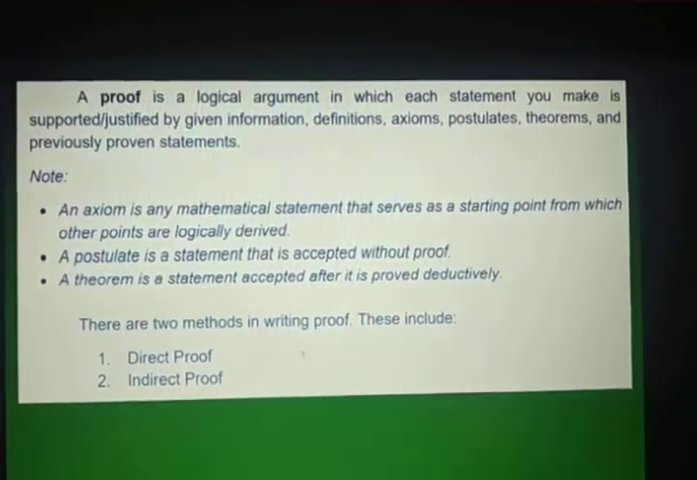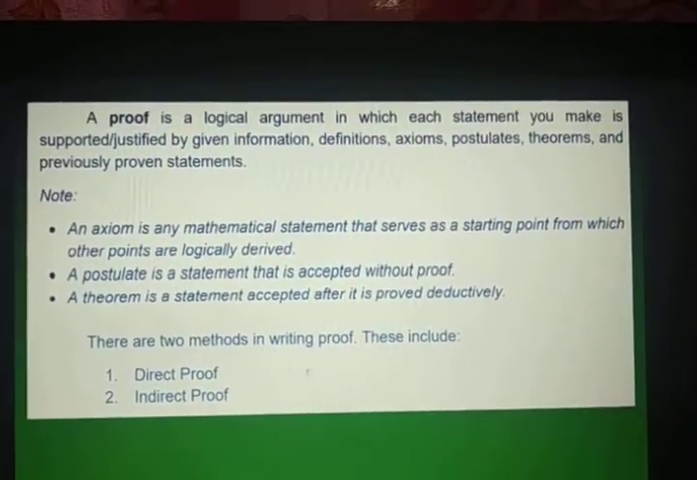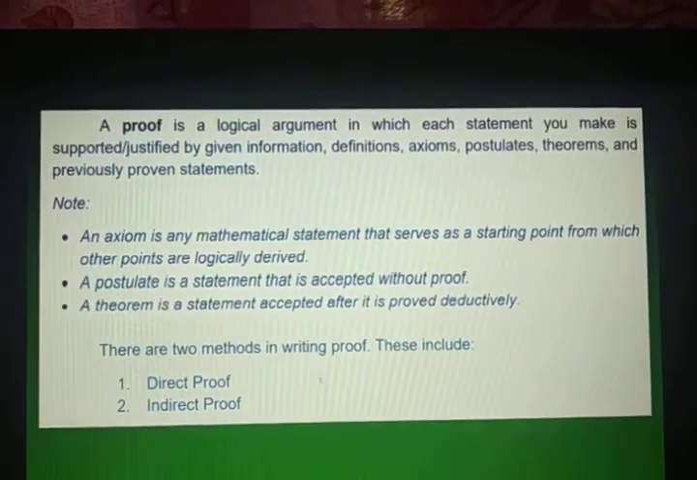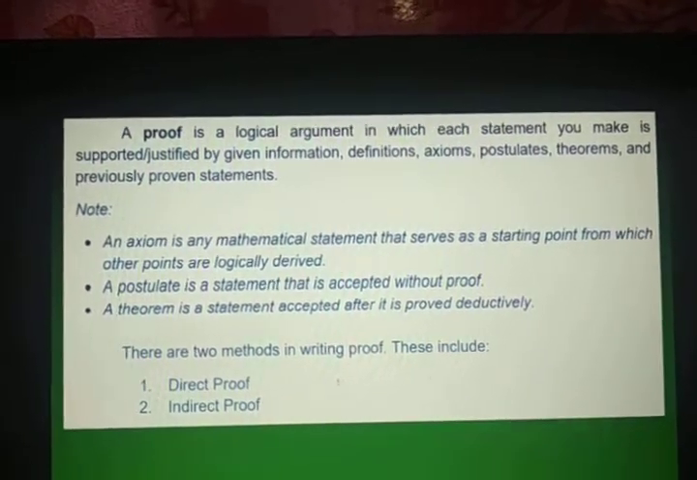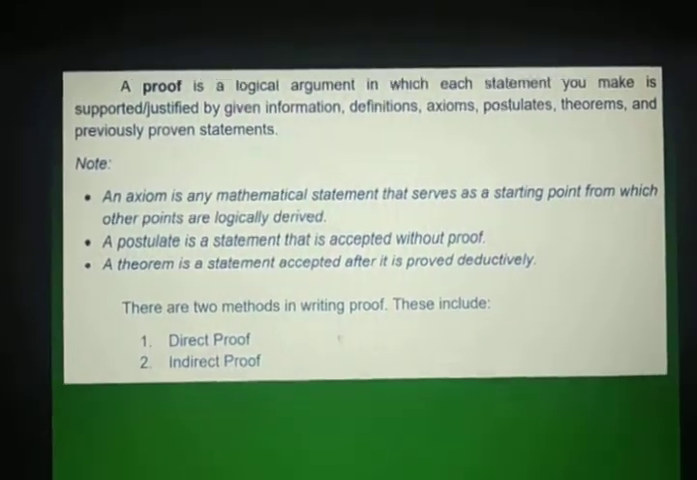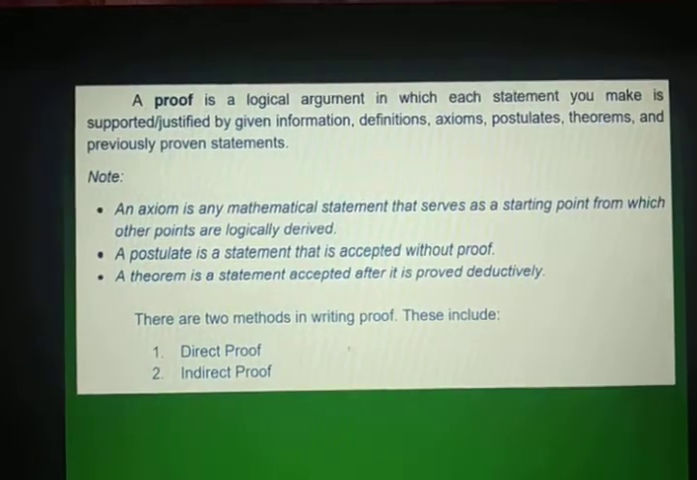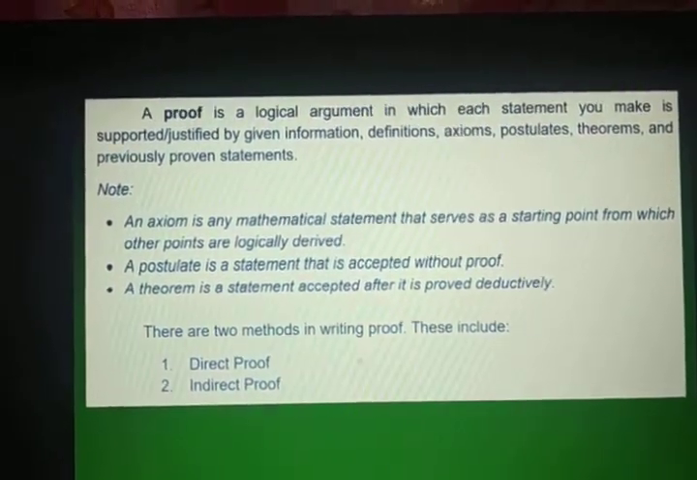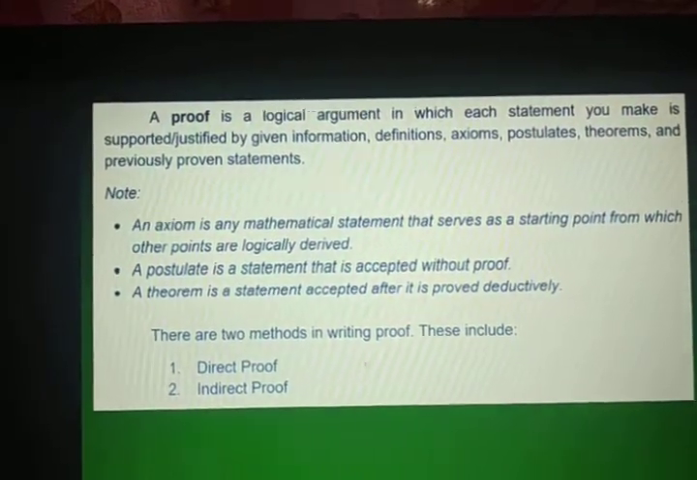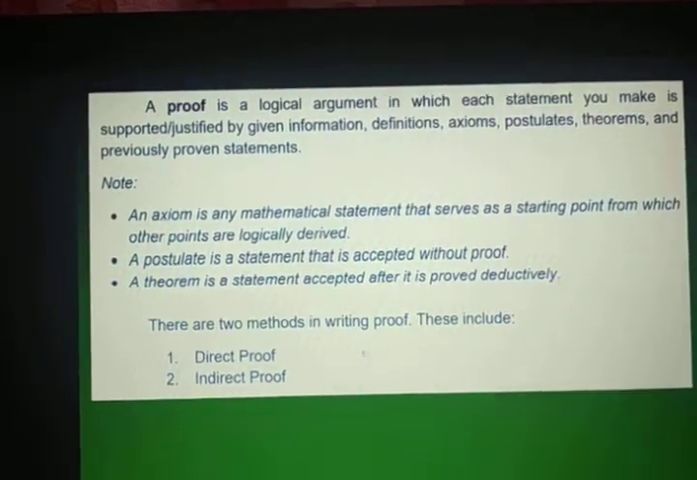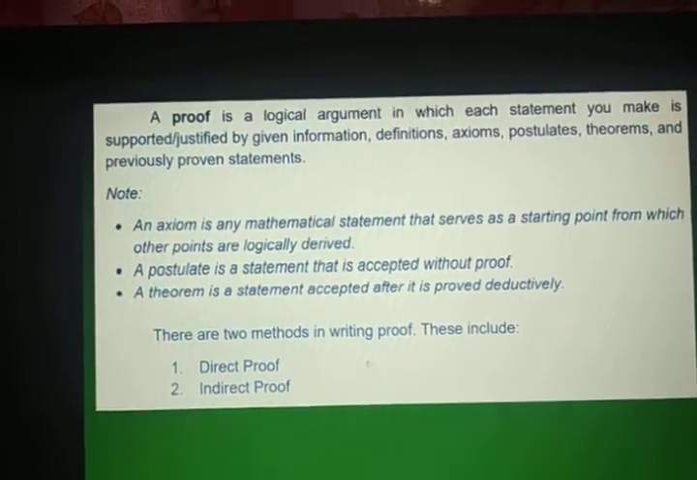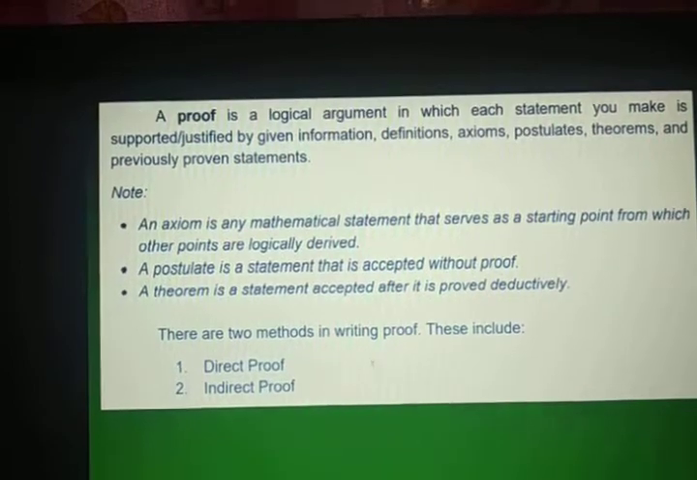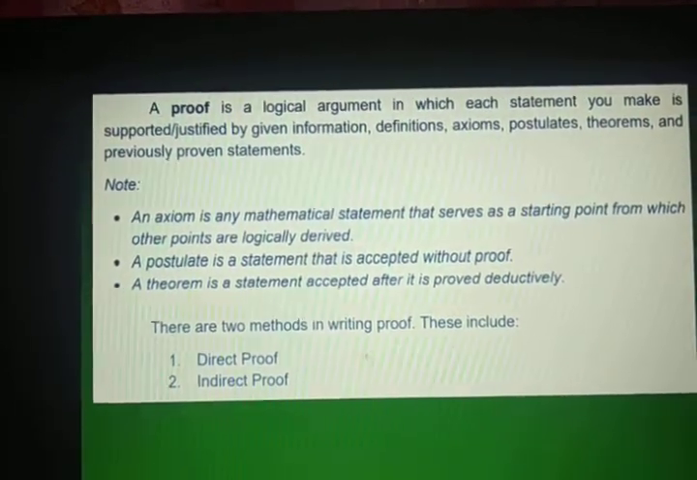A proof is a logical argument in which each statement you make is supported or justified by given information, definitions, axioms, postulates, theorems, and previously proven statements. An axiom is any mathematical statement that serves as a starting point from which other points are logically derived. We have these terms: proof, axiom, postulate. A postulate is a statement that is accepted without proof. So our mathematicians have already given those statements without proof, and they are called postulates.